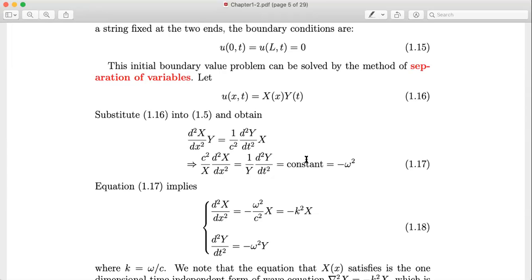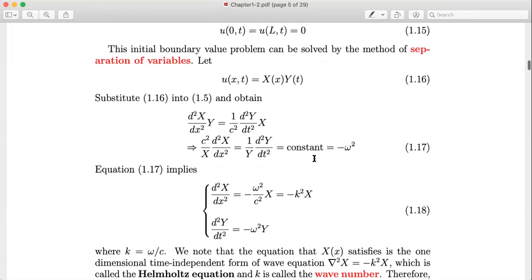Since x and t are independent variables, they can change independently of each other. So the two being equal must mean that each of them has to be equal to a constant independent of x and t. Okay, so now let's see it.